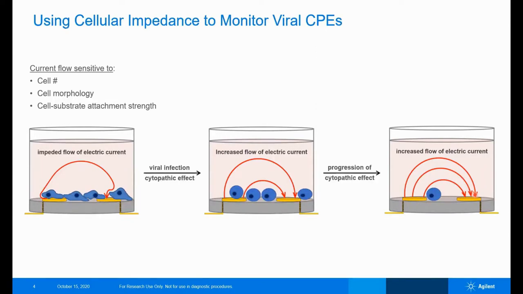The take-home message is this: impedance allows for you to track the full continuum of the cytopathic effect in real time and to do so in a manner that's entirely non-invasive. So in the context of antiviral drug assays, what we're asking is simply, does the inclusion of drug stop or slow this progression?